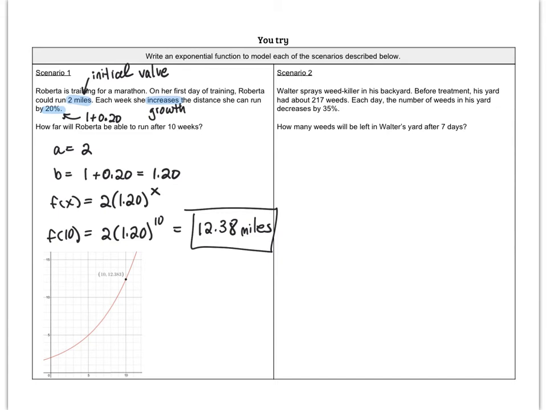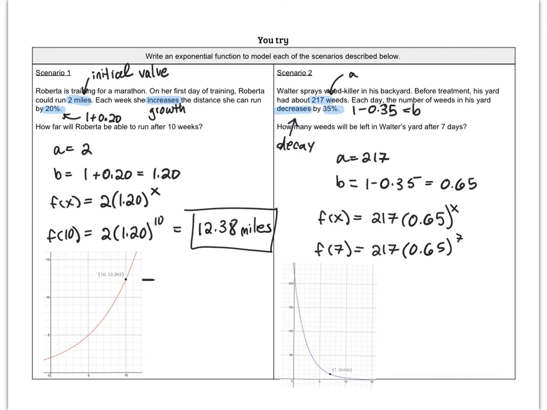When I substitute 10 in place of x in my function, I find out that after 10 weeks, she should be able to run 12 and 38 hundredths miles. And you can see that right here on the graph also. So pause the video and try scenario 2.